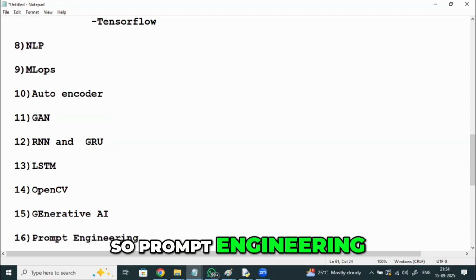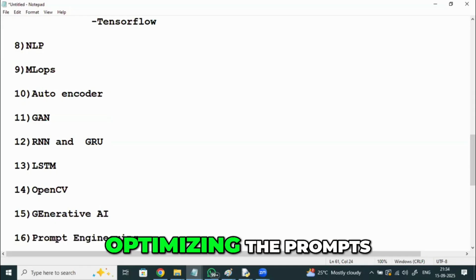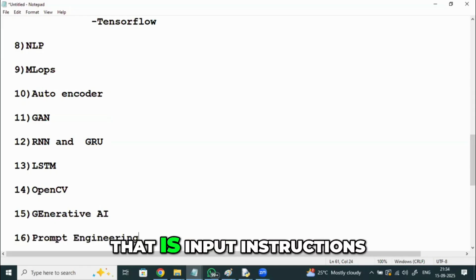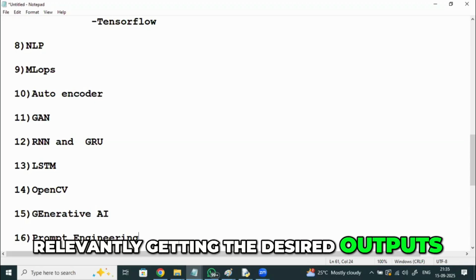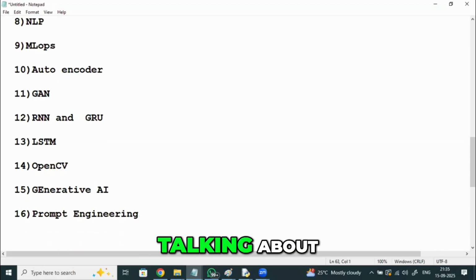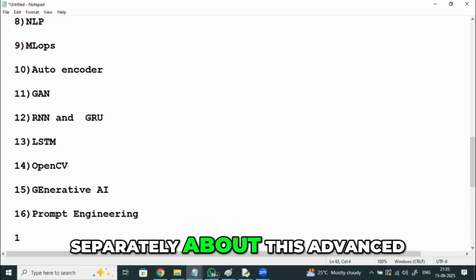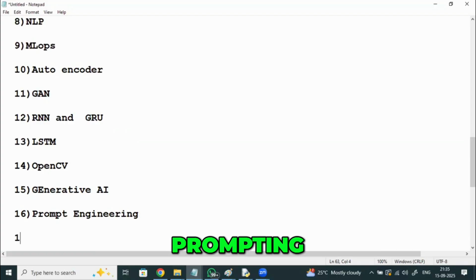So prompt engineering is designing and optimizing prompts, that is, input instructions for AI models, especially LLMs, large language models, for accurately and relevantly getting the desired outputs, right? Yes. I will also be discussing advanced prompting techniques separately.